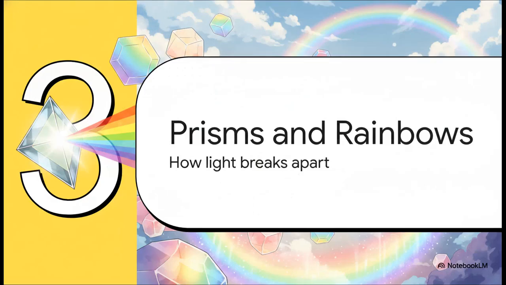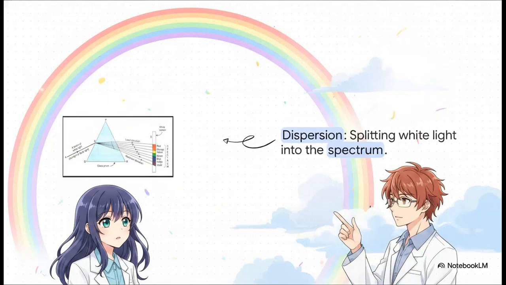Section 3. Prisms and rainbows. Let's talk about how light breaks apart. Shifting our focus outside the human body now. What happens when light bends through natural glass prisms? Well, it turns out bending light doesn't just focus it, it can actually break it apart. When a beam of white sunlight passes through an angled glass prism, something spectacular happens called dispersion. Because colors of white light travel at slightly different speeds through the glass, they bend at entirely different angles.